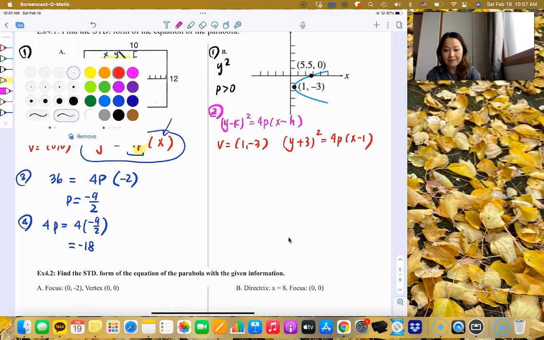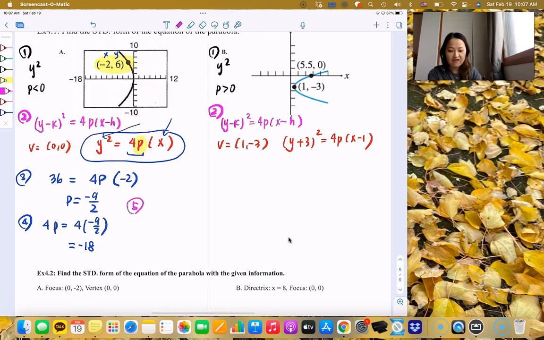And last step, moment of truth, our fifth step is writing into standard form. So let's put it into this form: y squared equals our 4p, which is -18, times our x here. And that's our standard form, and we're complete. We're done. Let's highlight the answer.